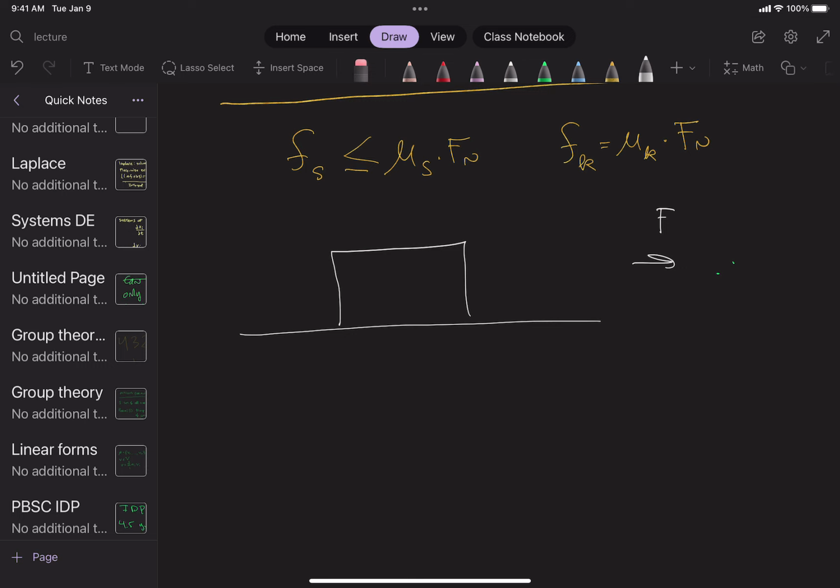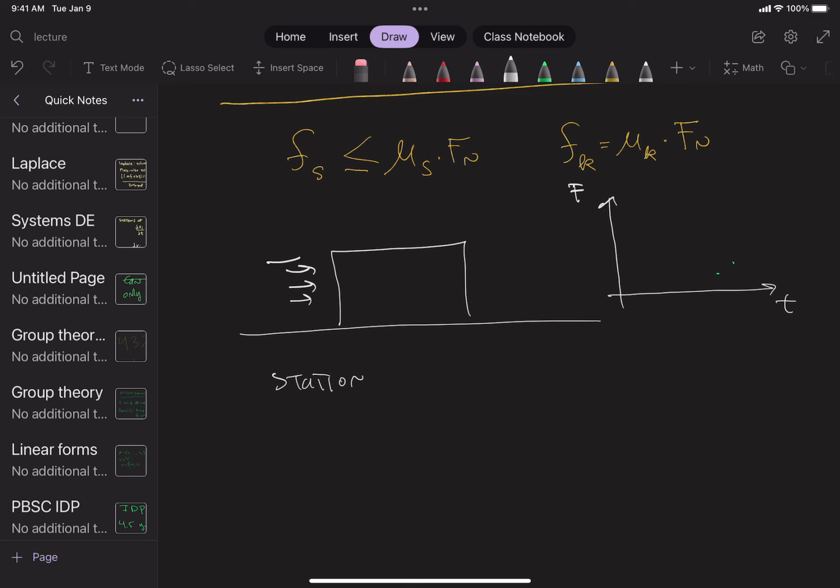And at first, the website is going to give you a display that's going to plot force versus time. So this is going to be time, this is going to be force. So at first the block is going to be stationary, and you're going to try to apply a force to get it to move.